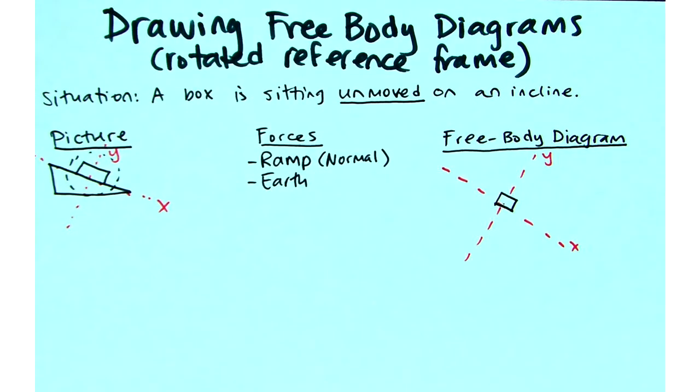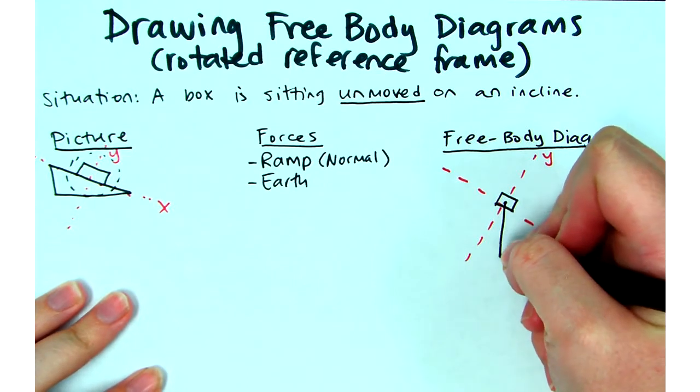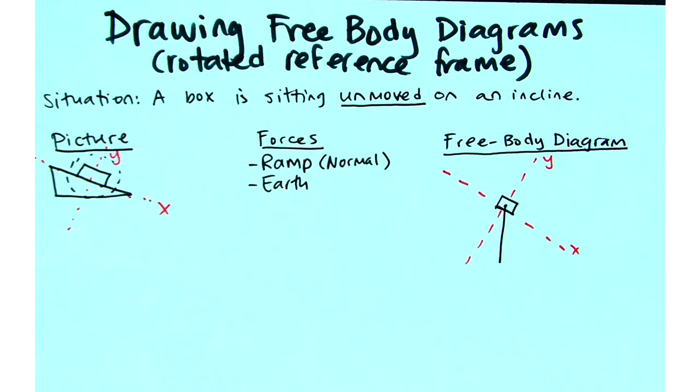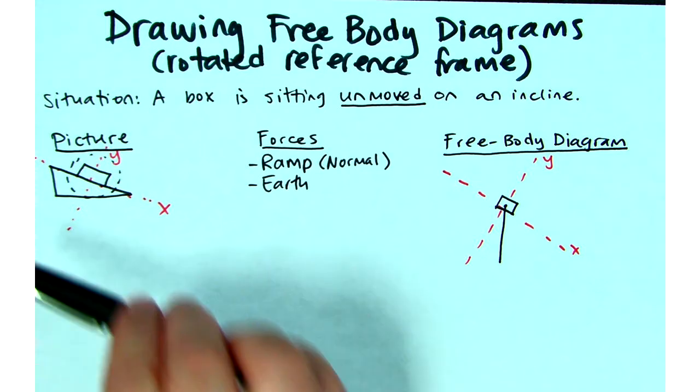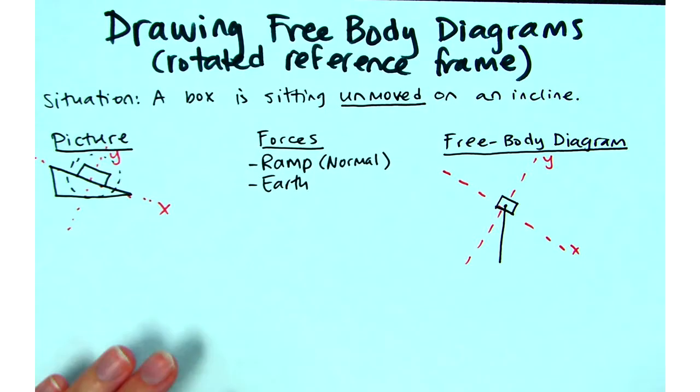Looking at my forces, I need the force of the earth, aka gravity, to be going straight down. And you might be saying, why is it straight down? I thought this box would slide down the hill if I had a really slippery surface. The answer is that gravity, or the force of the earth, is always directly towards the center of the earth. And the center of the earth is not down this ramp. The center of the earth is towards the ground. All right, so here's my force of the earth.